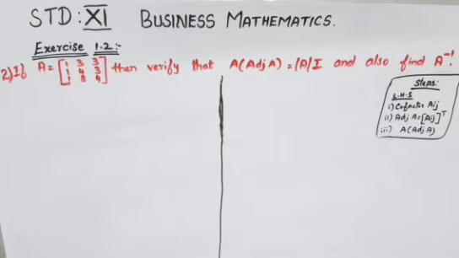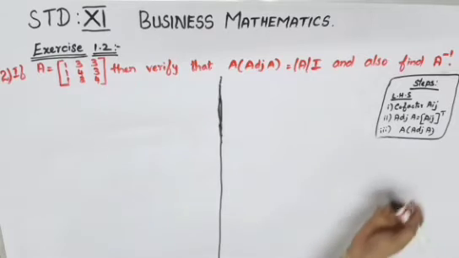Standard 11th Business Mathematics Exercise 1.2. Second question. If A is the 3 by 3 matrix given, 1, 3, 3, 1, 4, 3, 1, 3, 4, then verify that A into adjoint of A is equal to determinant of A into I, and also find A inverse. So we have to do the left hand side separately and the right hand side separately.